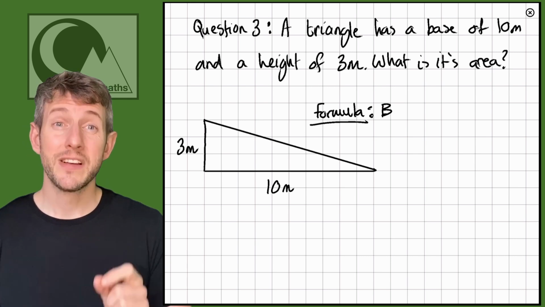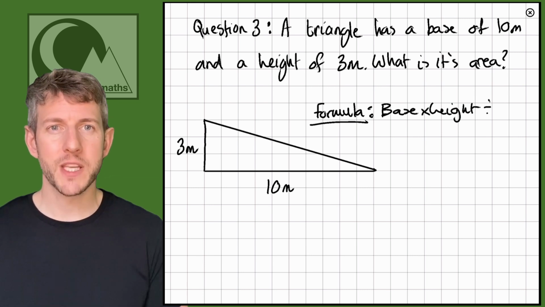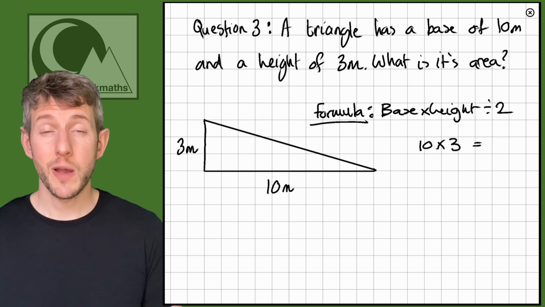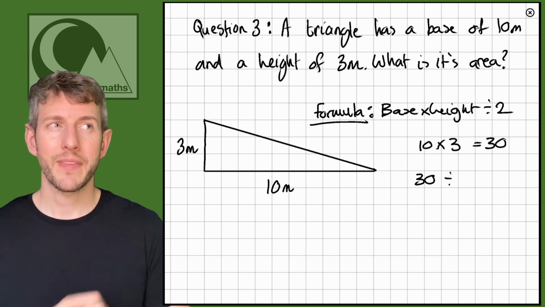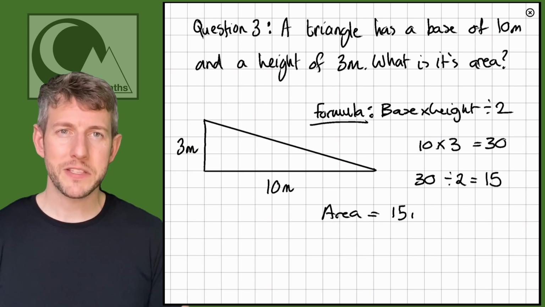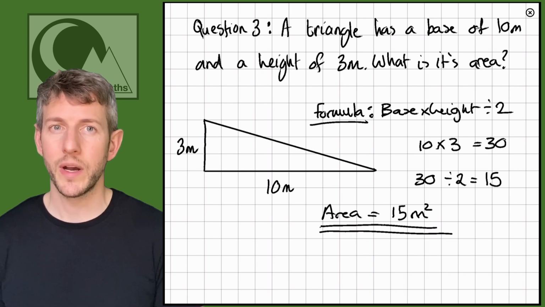Hopefully you did it. So the formula is base times height divided by 2. So we've got 10 times 3, which is 30, and then 30 divided by 2 is 15. So the area of this triangle would be 15 meters squared.